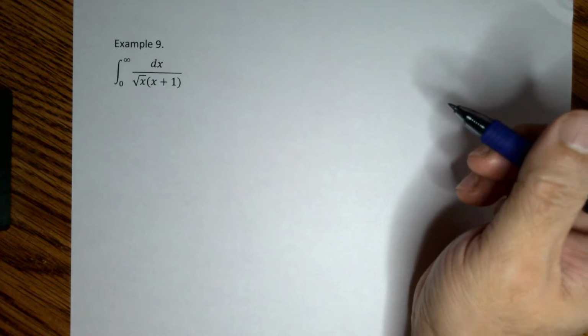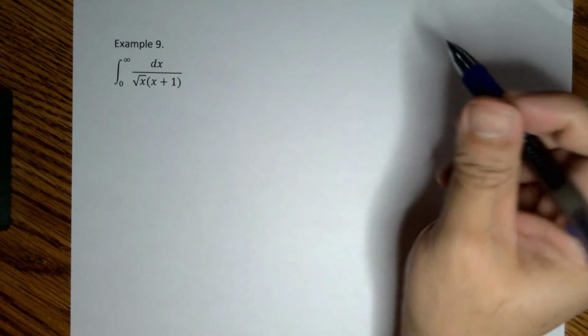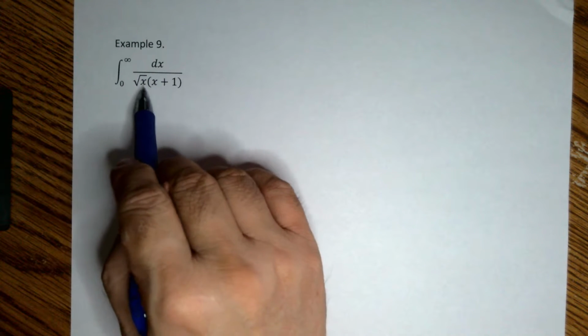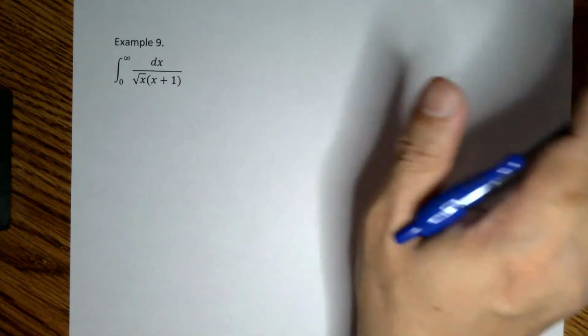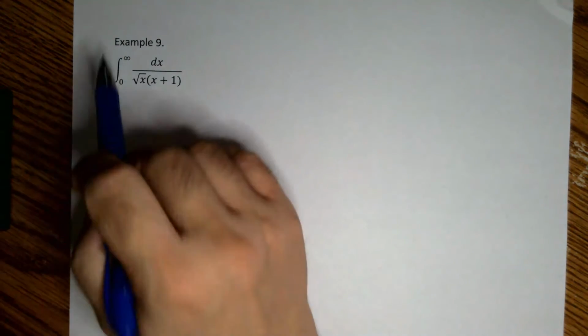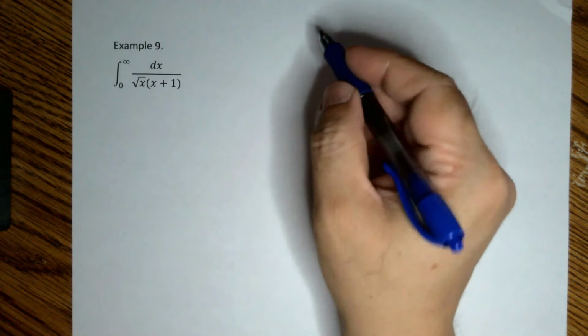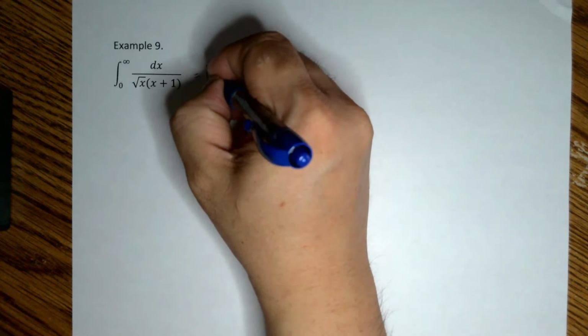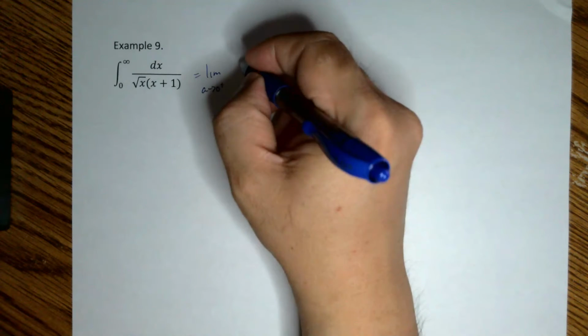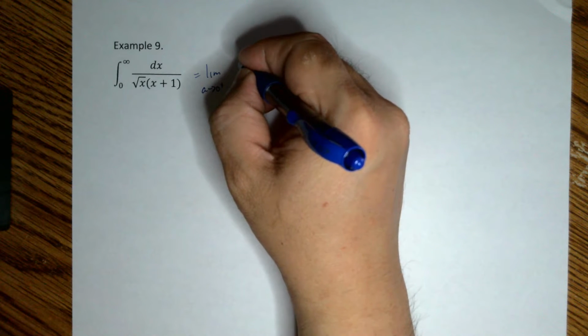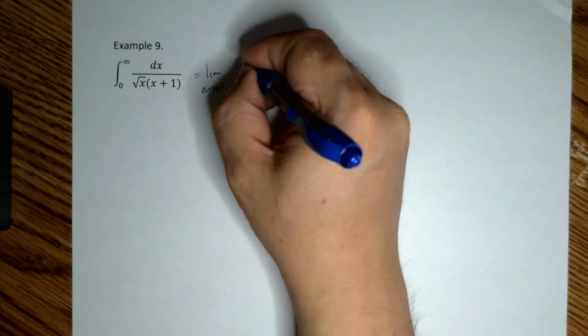This one is weirdly improper. It's improper because you can't put 0 in the denominator, and it's improper because you have infinity. So it's doubly improper. It's improper because of the infinity, and it's improper because it's undefined at 0. So we're going to write this as the limit as a goes to 0 from the right, because it's the bottom, and we're going to go from a to 1.